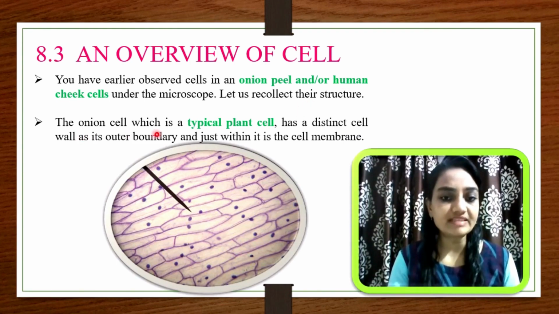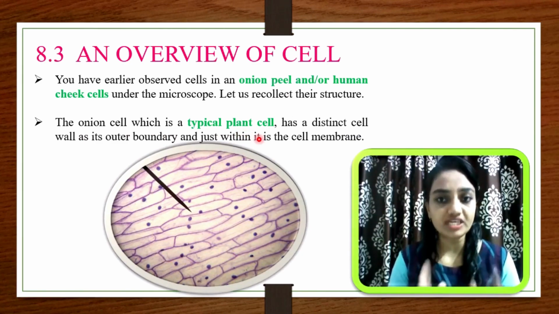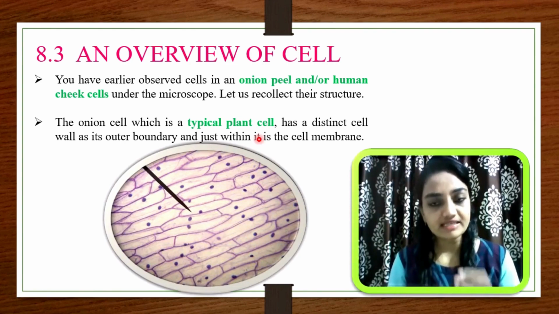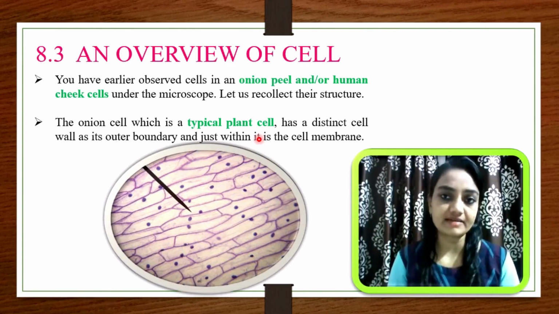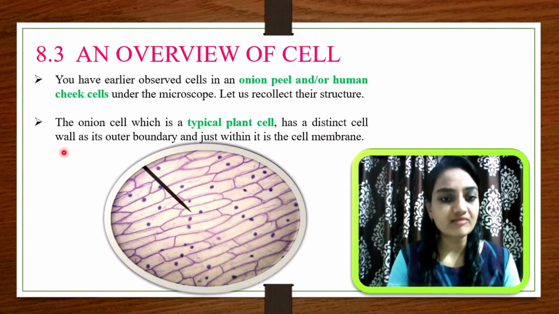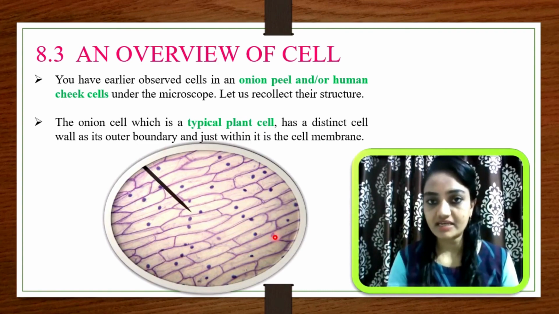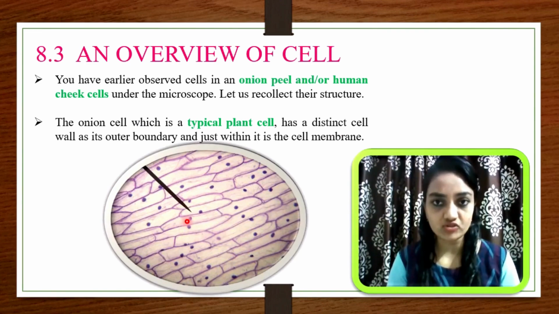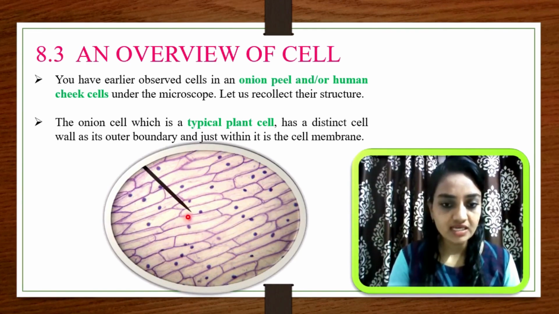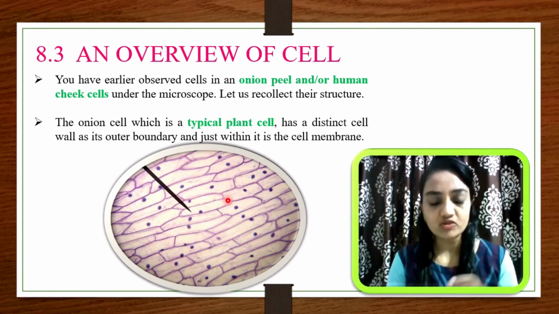The onion cell is a typical plant cell. Generally, when students want to study a typical plant cell, onion cells are selected because onion is very handy and has a distinct cell wall as its outer boundary. Here you can see an original diagram which you can observe under the microscope. A wall-like structure is darkly stained with methylene blue. Safranin may also be used.